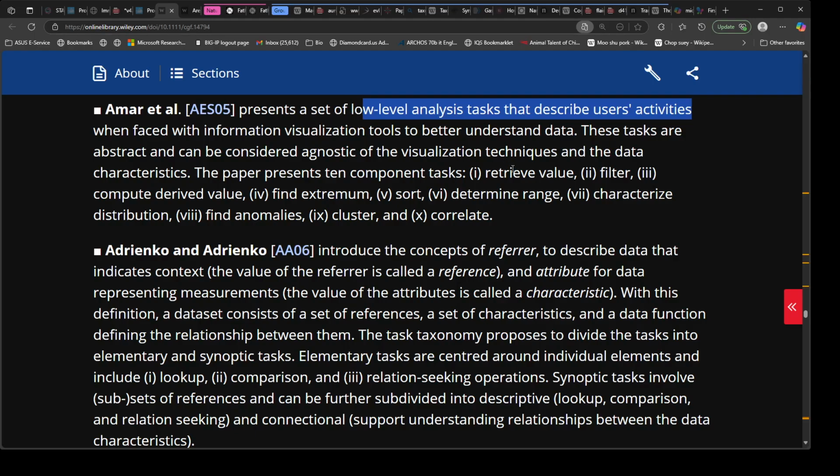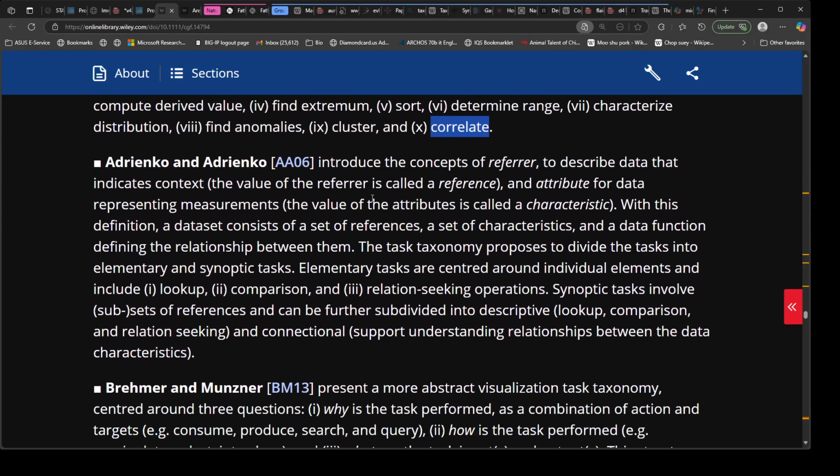1. Retrieve value. 2. Filter. 3. Compute derived value. 4. Find extremum. 5. Sort. 6. Determine range. 7. Characterize distribution. 8. Find anomalies. 9. Cluster. And 10. Correlate. Andrienko and Andrienko, AA06, introduce the concepts of referrer.